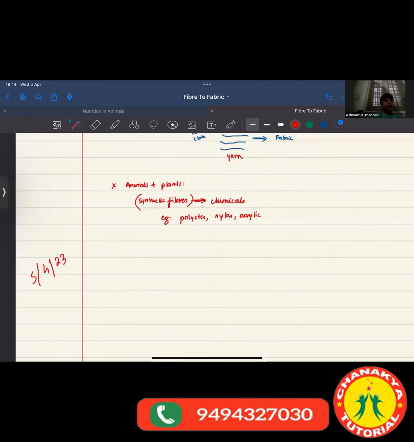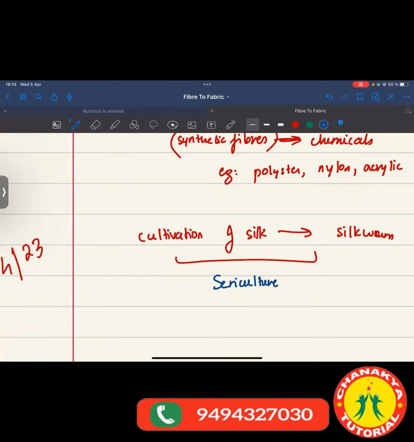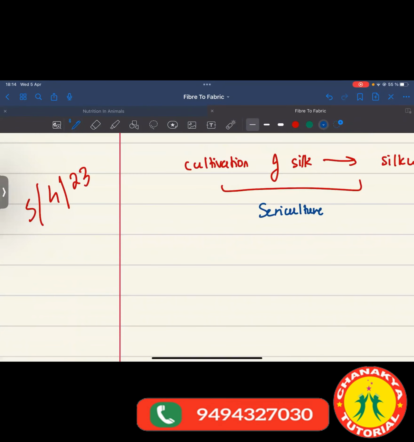Yes, ma'am. So the cultivation of silk from silkworm is called sericulture. Okay, what are the four stages? Sorry, five only, I think. Yeah, mainly four stages. So four stages the silkworm goes through.